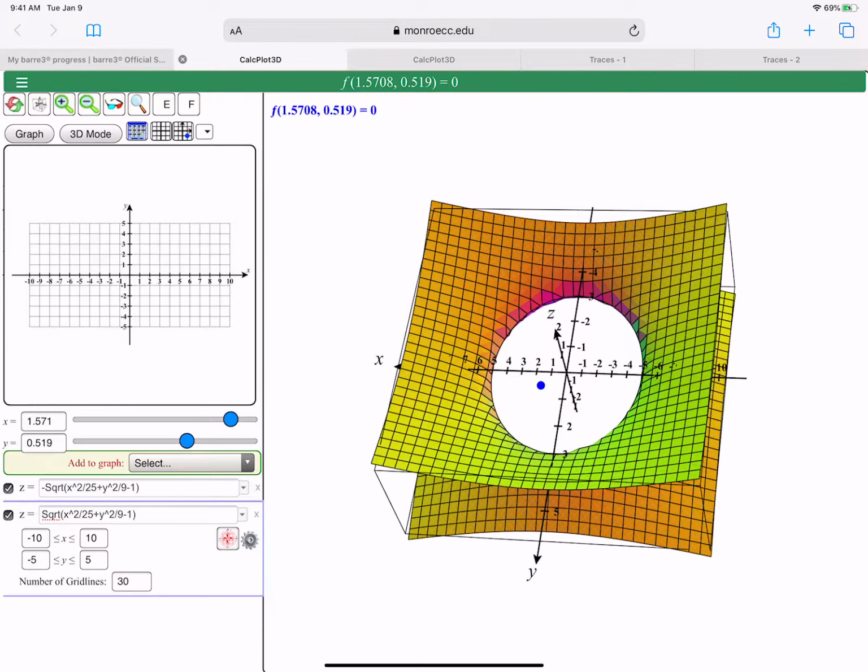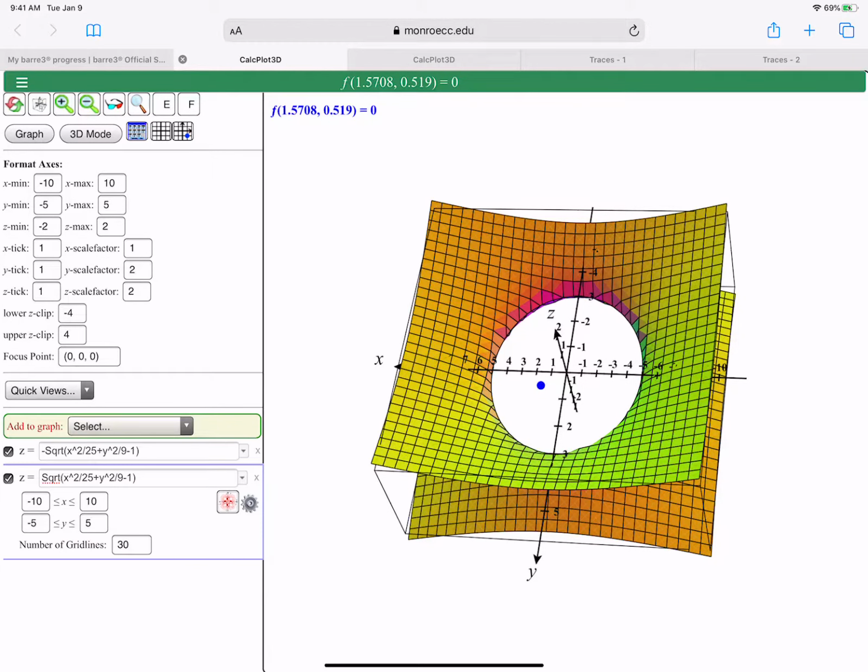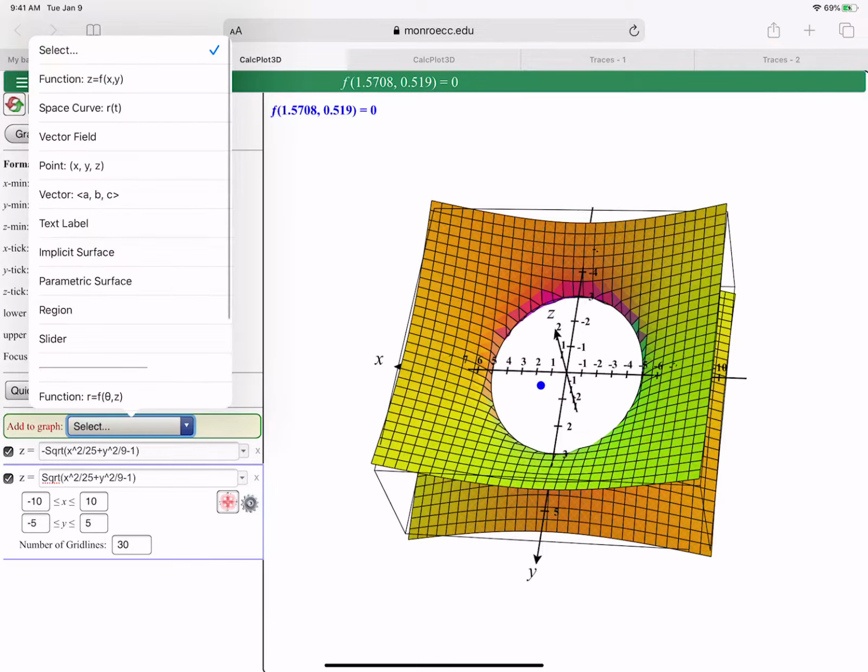You get that from this little button right here. You should mess around with this program. It's really kind of cool. The add to the graph, that's the kind of curves that you're going to add. I had to add a function f, or z is equal to f of x, y. So that's why I had to make sure that it was in terms of x and y.